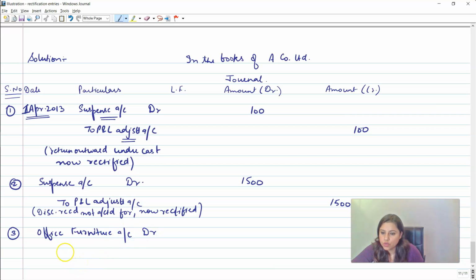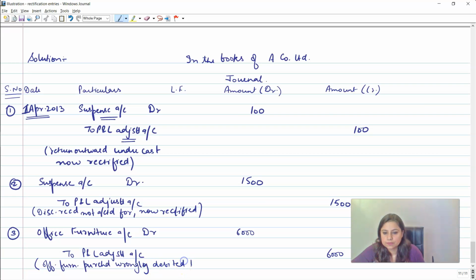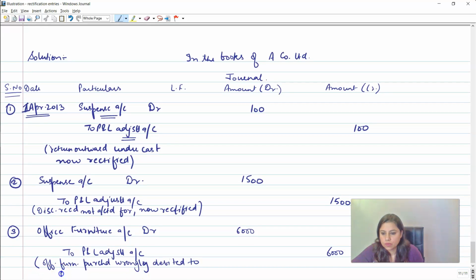debit to P&L adjustment account, amount being 6,000, right? And the narration would be office furniture purchased wrongly debited to purchase account, now rectified.